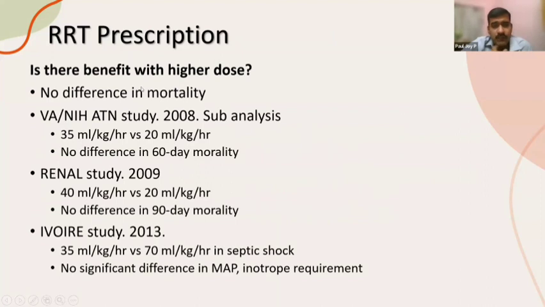Now, are there any studies with regard to the need for a higher dose of CRRT? Various studies like the ATN study in 2008 and the RENAL study in 2009 all showed that there is no benefit with a higher dose of CRRT. And in sepsis patients, the IVOIRE study of 2013 studied 35 ml per kg per hour versus 70 ml per kg per hour, and there was no significant difference in MAP or inotrope requirement.